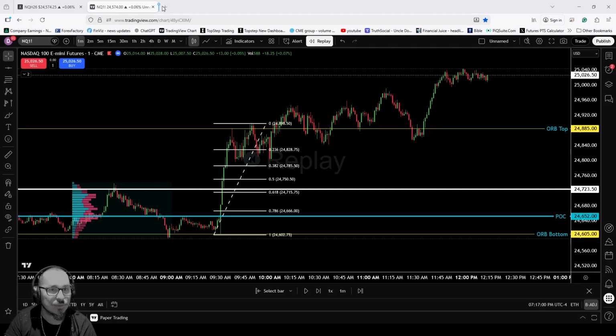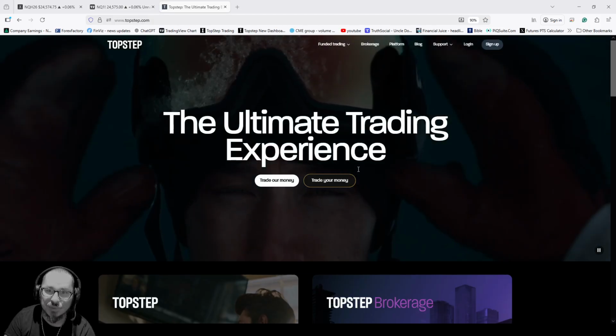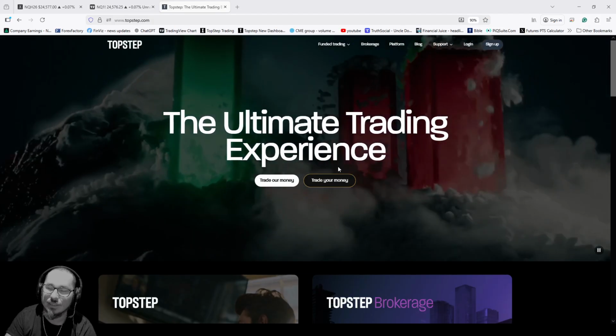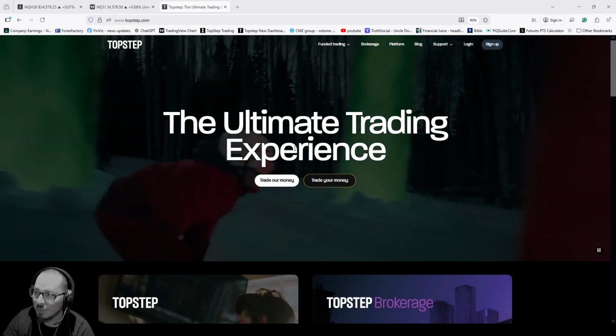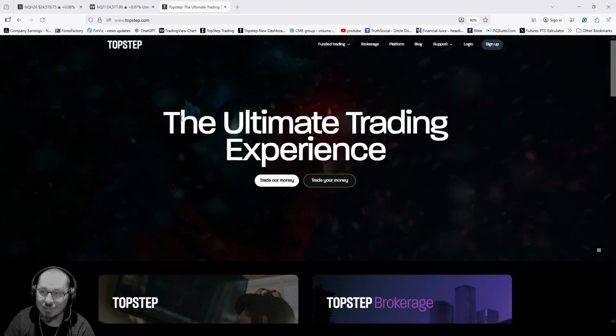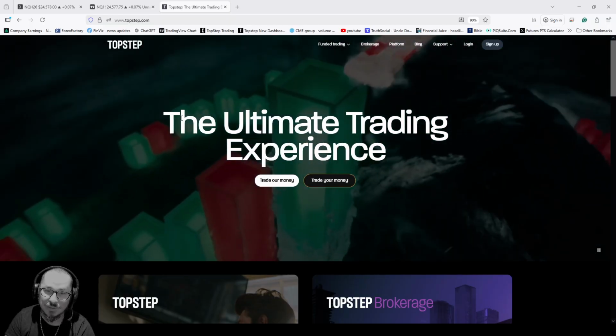What you're seeing all of us use, when you see us send screenshots and stuff like that, most of us are using Top Step. Top Step is the platform that allows you to use a simulated account, just like TradingView.